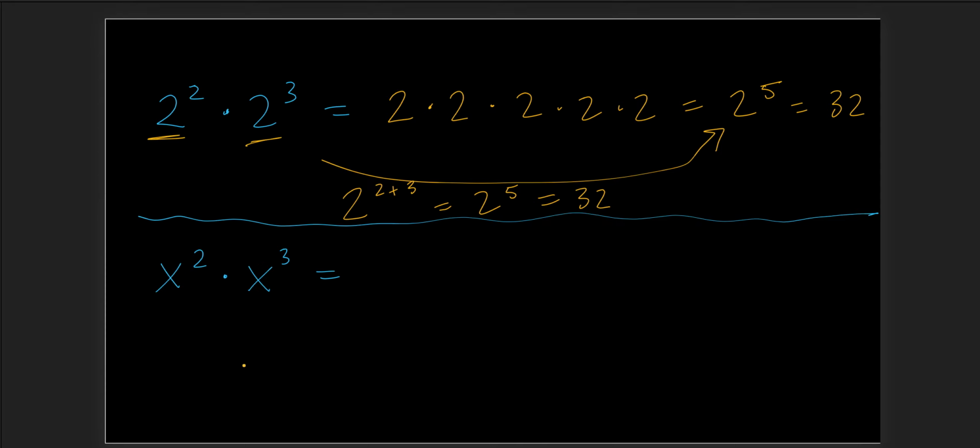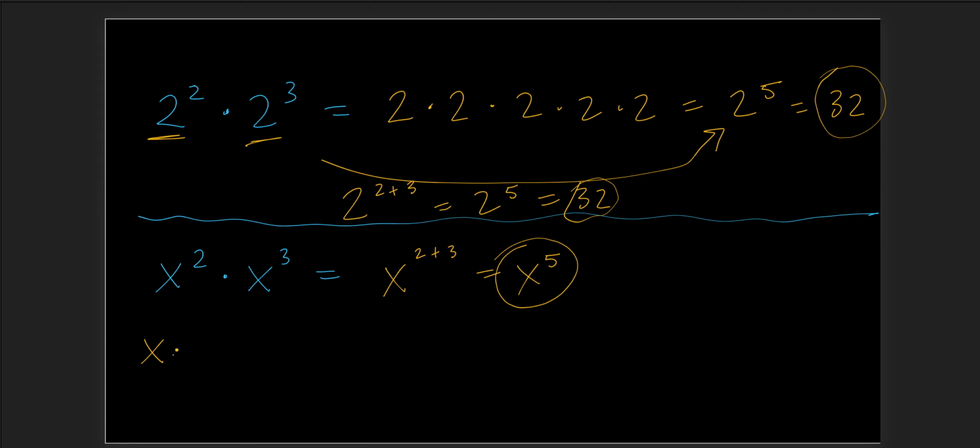So if there's unknown variables, here's the base. All you need to do is add the exponents, and x to the fifth is your answer. So 32 is the answer here. We don't know what x represents, so that's it.